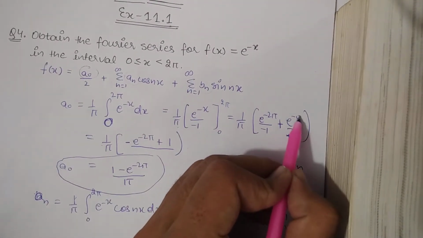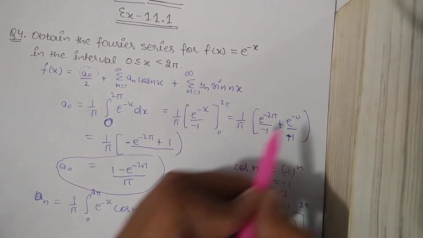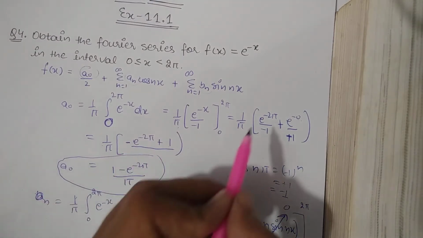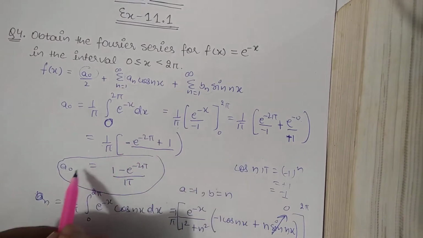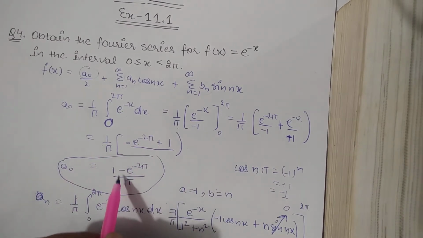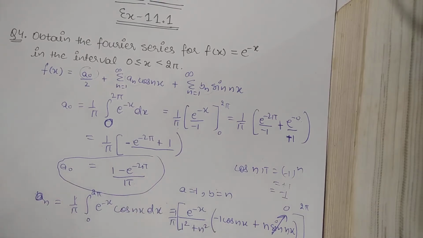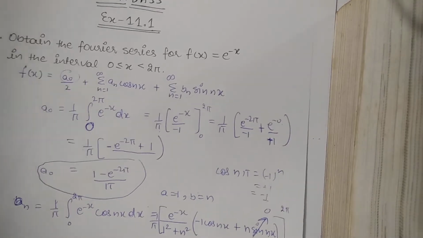This e power minus 0, that is e power 0, will remain 1, and the minus in e power minus 2 pi will be brought to the front, so the value of a naught will be 1 minus e power minus 2 pi divided by pi. So this is our required value of a naught.